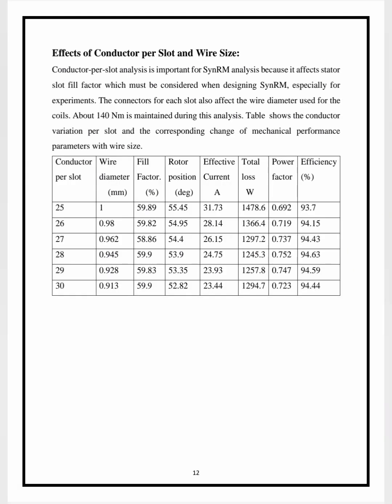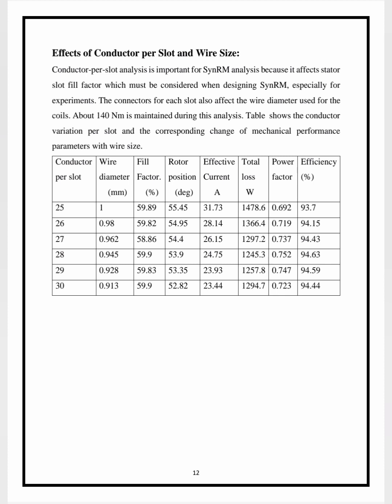So now we will study the effect of conductor per slot and wire size, and how they influence the rotor technology. The wire diameter used for the coil is fixed, and about 140 newton meter torque is maintained during this analysis. This table shows the conductor variation per slot and the corresponding change of the mechanical performance parameters with the wire size. These parameters are conductor per slot, wire diameter, fill factor, rotor position, effective current, total loss, power factor, and efficiency. We can see that the conductor per slot ranges from 25 to 30.